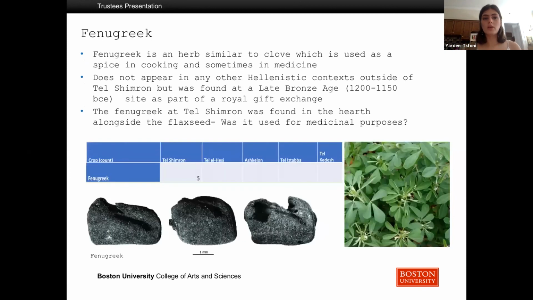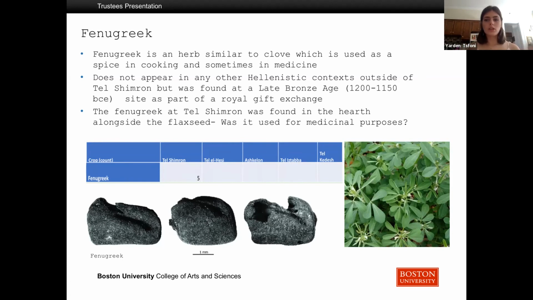And next we'll be talking about fenugreek, which does not appear at any other site in the Levant, except there was one site from the late Bronze Age, which is a few hundred years before this site, at the site of Tel Bet Shemesh. And what they concluded there was that the fenugreek was in a storage room and was part of some kind of royal exchange with Egypt.